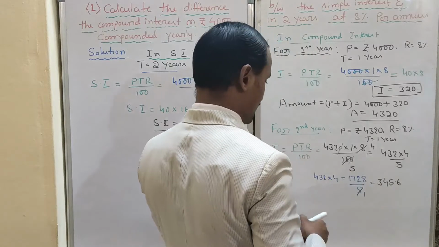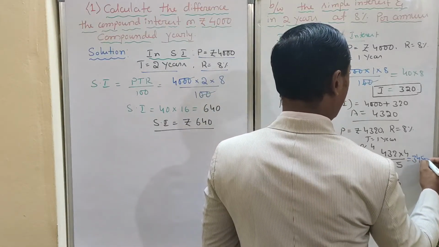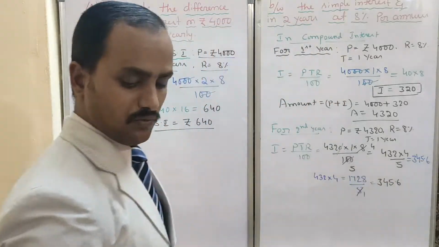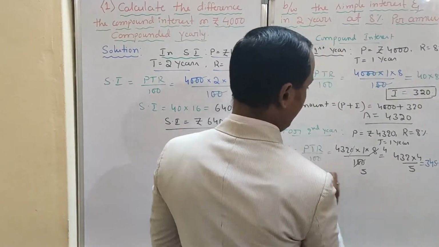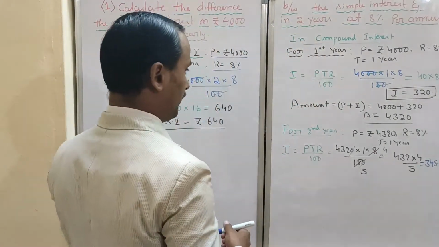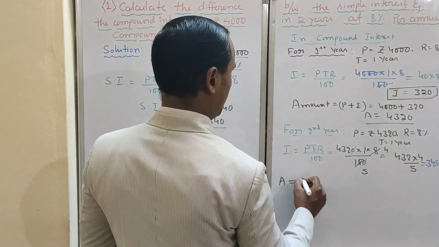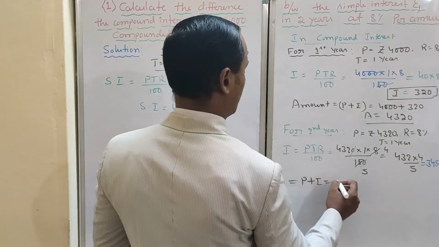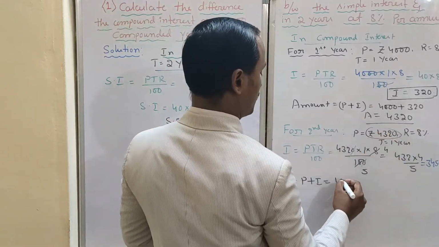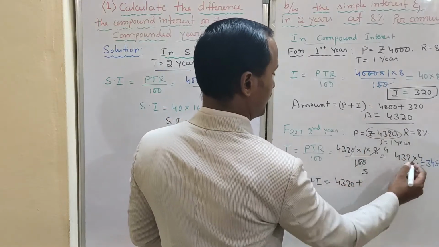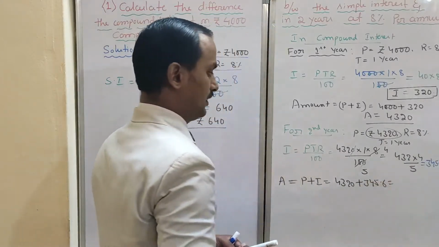The compound interest is equal to 345.6, we got it, dear children. What is the next step? I want the amount at the end of the second year. At the end of the second year, amount is equal to principal plus interest, which is equal to, principal amount is this one, 4,320 plus 345.6, is equal to, then addition, what happened?